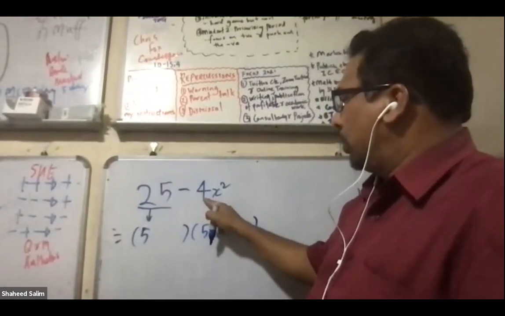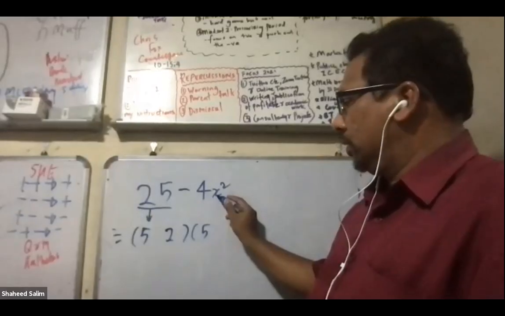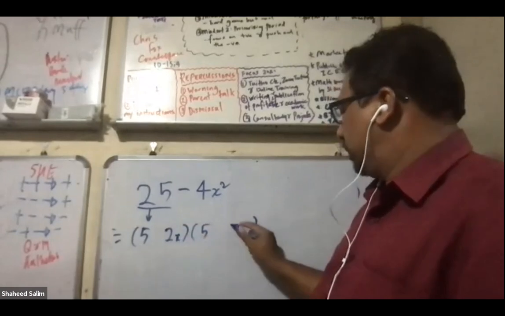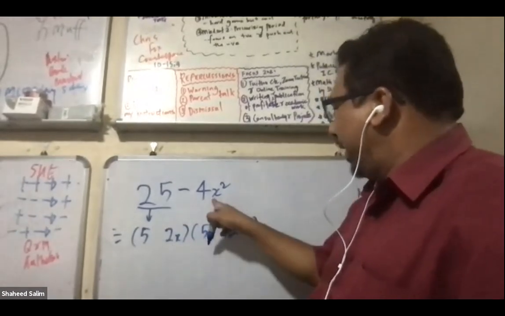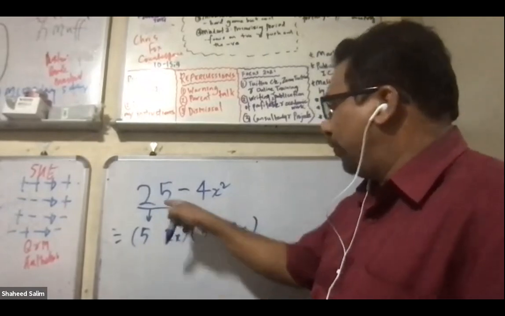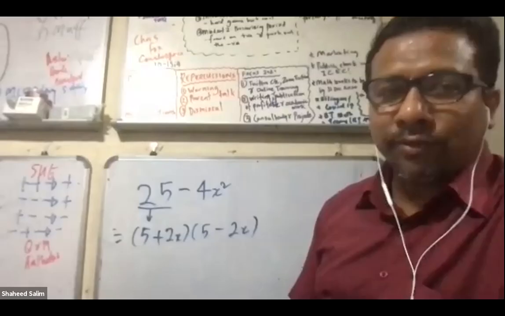This one, 4x squared, square rooted, what's the answer? 2x. Can you see? 2x times 2x, 4x squared. 5 times 5, 25. So you just put it like that. That is the factorized version.